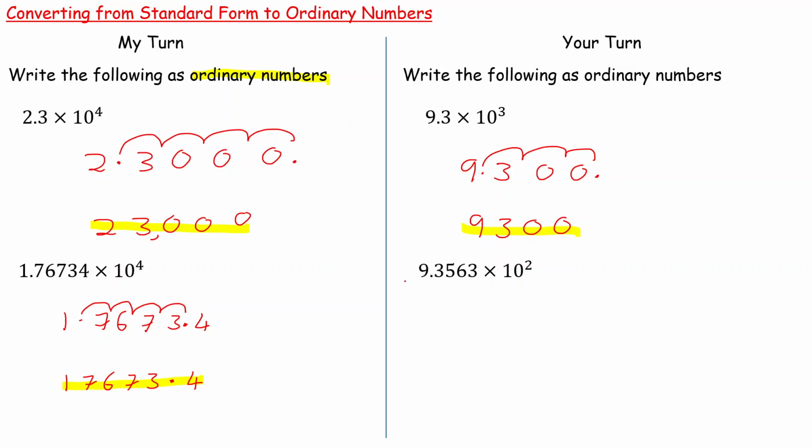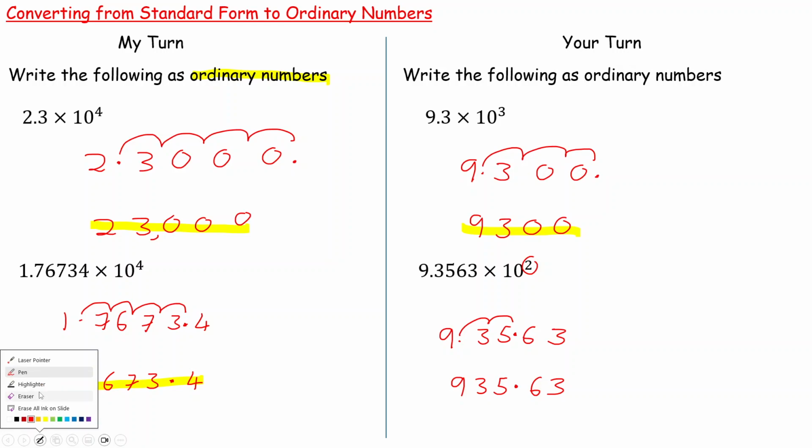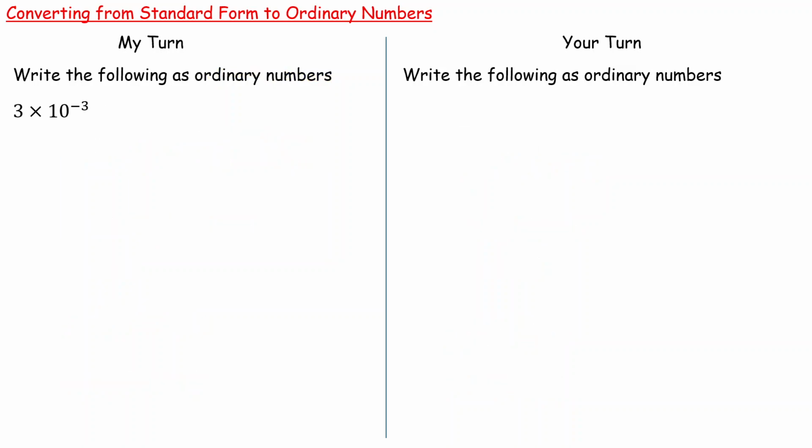Okay, good. Your next one, we've got 9.3563. You're timesing it by 10 squared, so you're moving your point by 1, 2 spaces to go and put it here. So we're going to be getting 935.63. That is your answer. Perfect. If you got those two correct, that is really, really good. These are fundamental skills to have with standard form. Okay, and then we can move on to the negative powers.